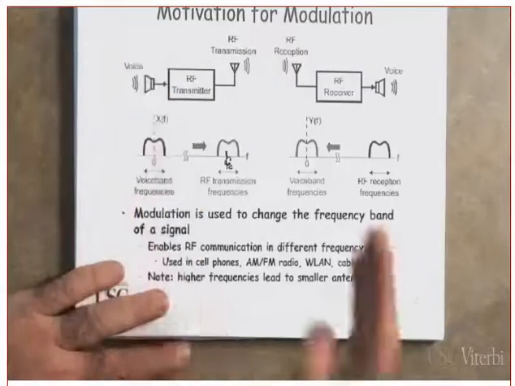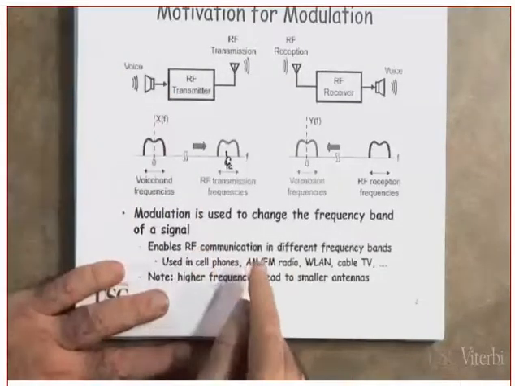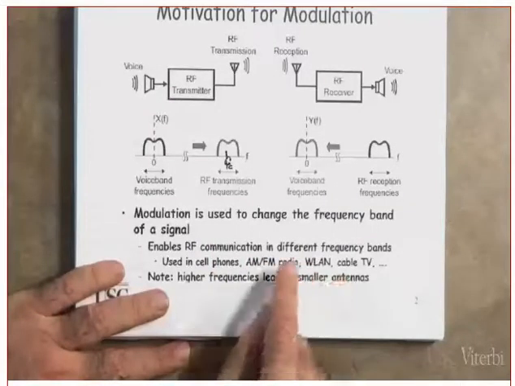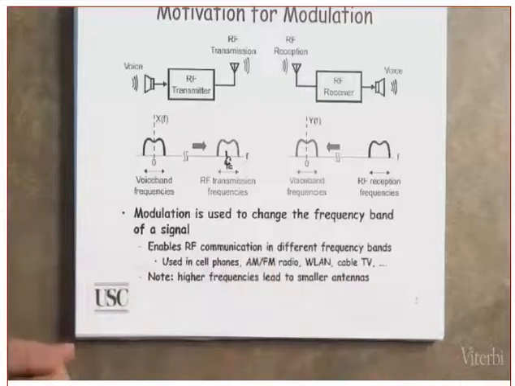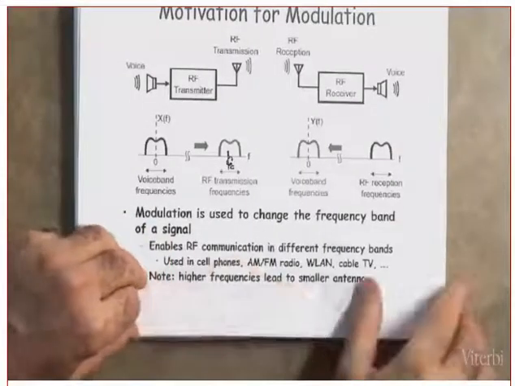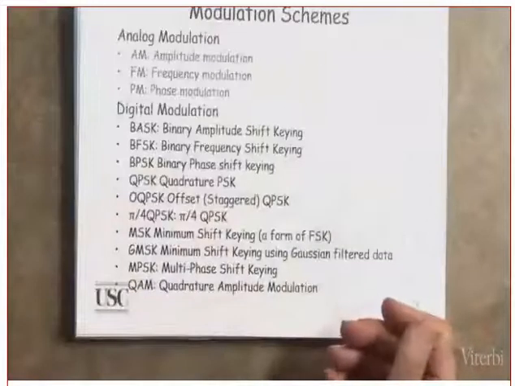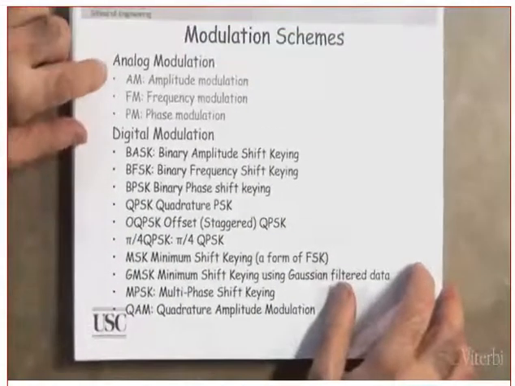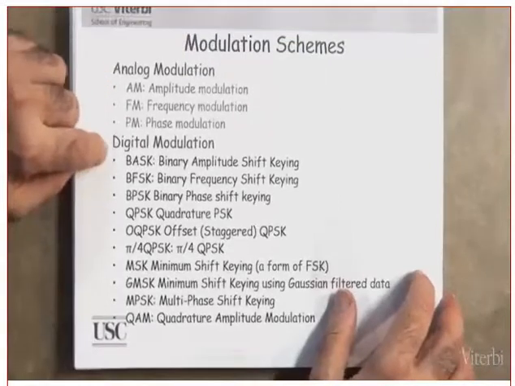Every wireless system there is, whether it's cell phones, AM, FM radio, or wireless LAN, and even cable TV, which does not have to be wireless. In cable TV, do we need modulation? We need modulation. Over-the-air TV, do we need modulation? Modulation is there. No other way around modulation. Now, what we are going to do is spend very little time on analog modulation, and the rest of the time on digital modulation.